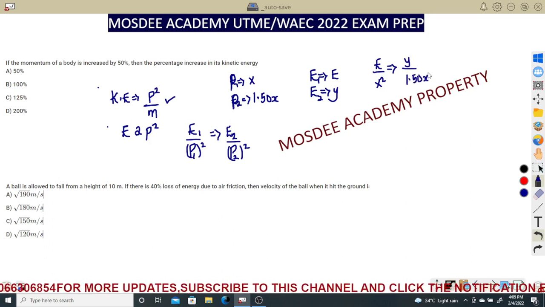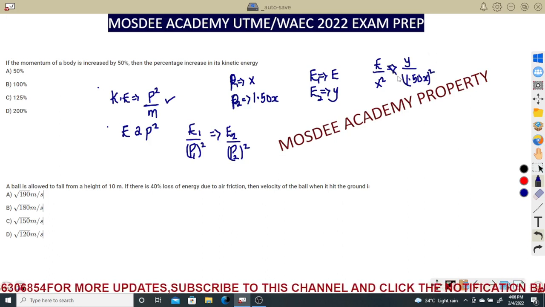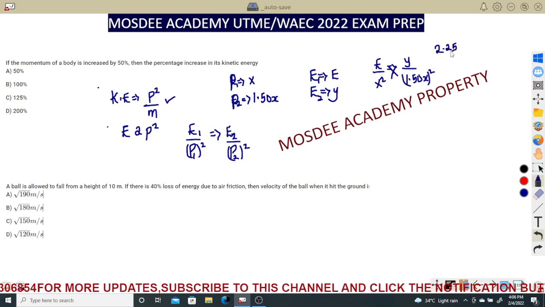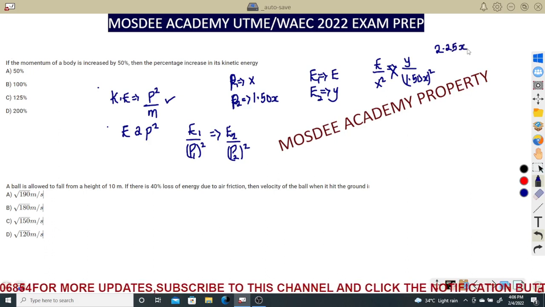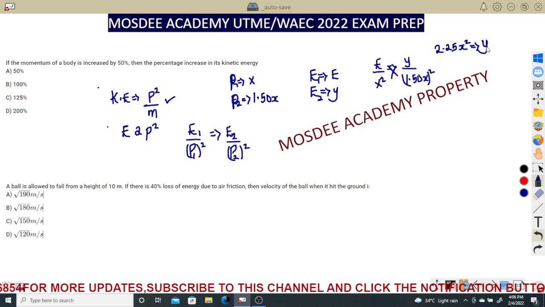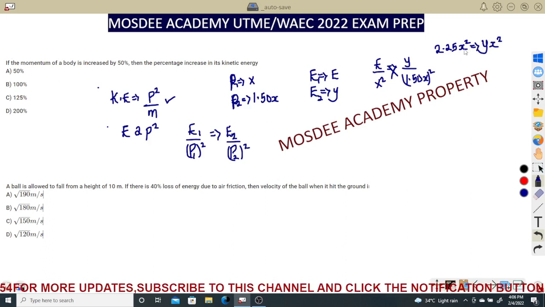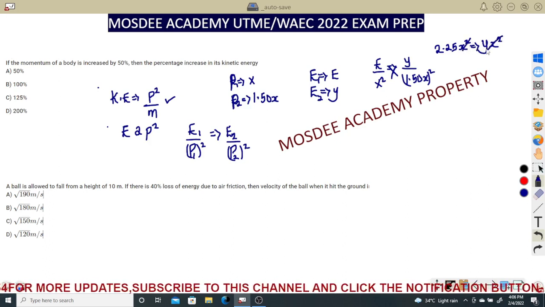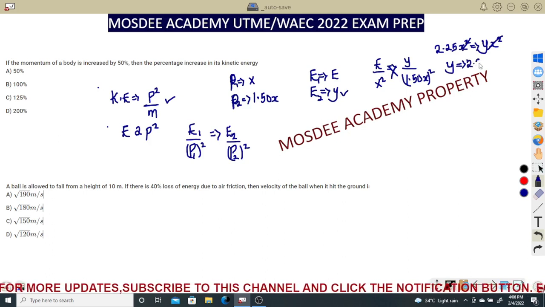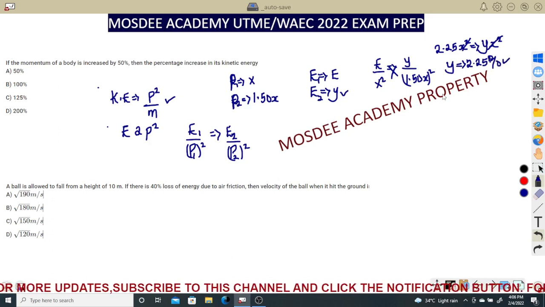1.50x squared. If you go by that, on simplification, if you cross multiply, you can say 2.25 x squared is equal to y x squared. As you can see there, students, x squared gets cancelled out. So the new kinetic energy, which was y, is 2.25. Now 2.25%, because I'm working in terms of percent.